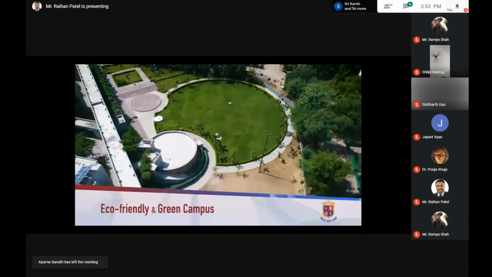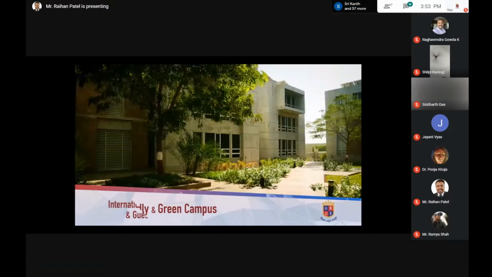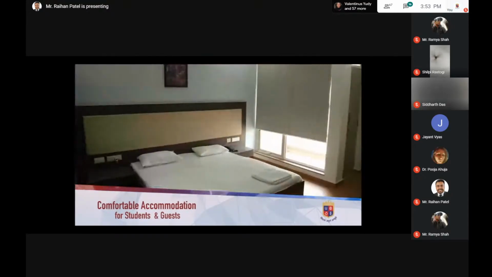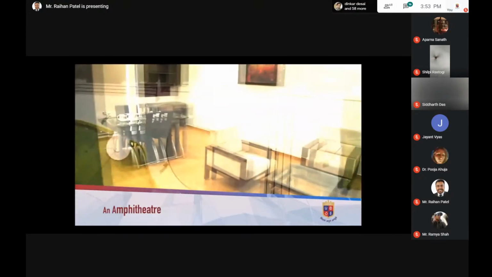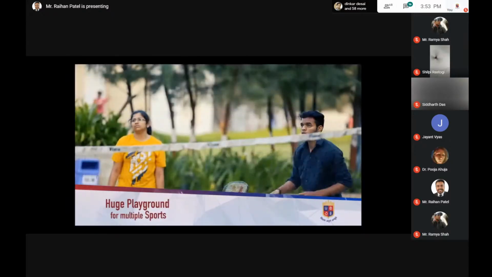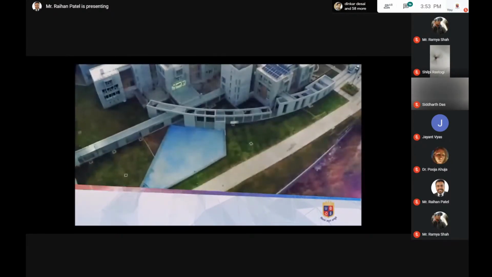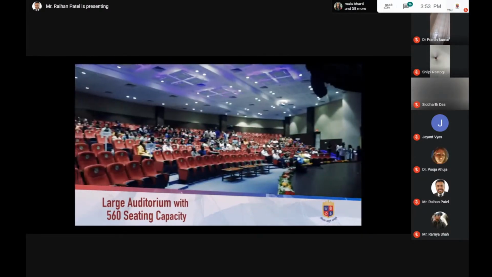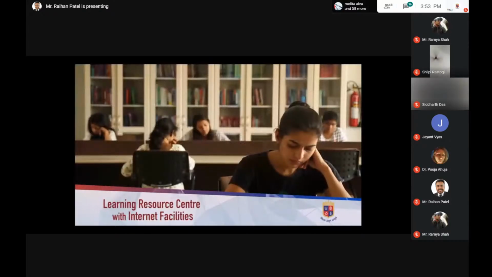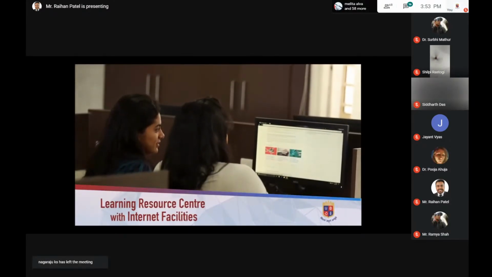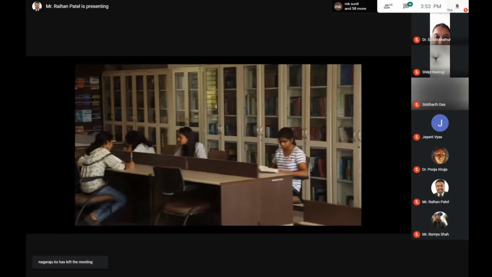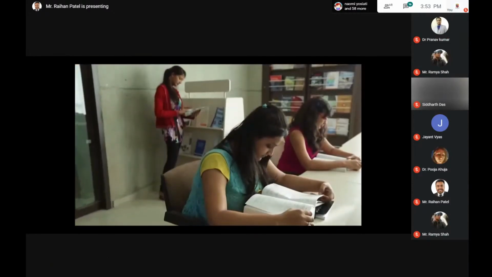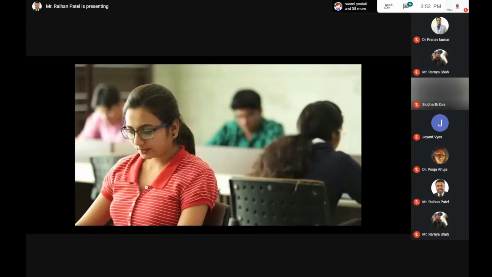This eco-friendly and green campus has international class hostels and guest house facilities to provide comfortable accommodation to students and guests. An amphitheater, huge playground for multiple sports, cafeteria, large auditorium with 560 seating capacity, learning resource center with internet facilities, together with a voluminous collection of electronic and printed books, journals, paper reviews and articles add into the list.